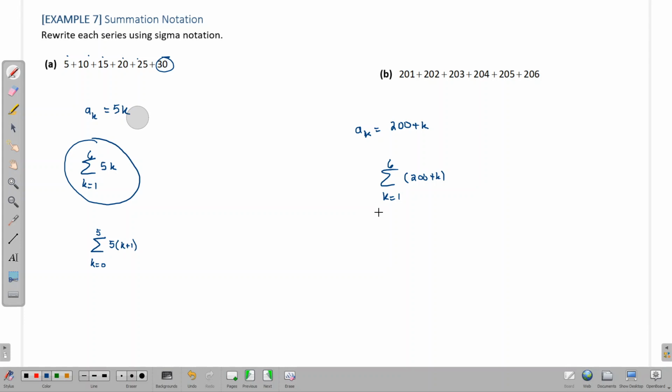And again, you could modify it. You could do something different. We could say, okay, we're going to start at k equals 0, then it's going to be 201 plus k, and this is only going to go up to 5 then. So again, infinitely many ways you could write that.